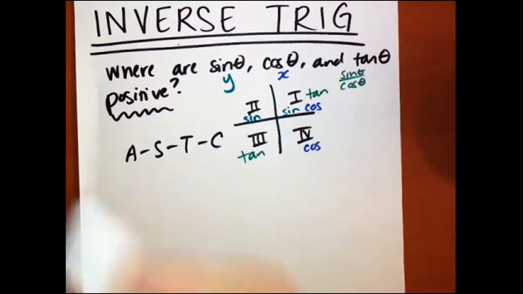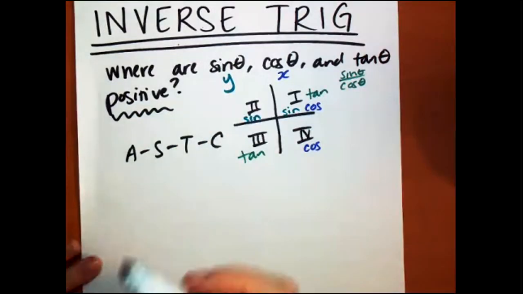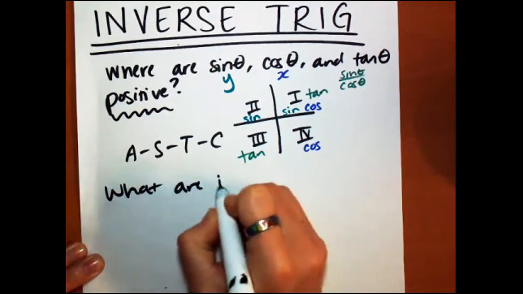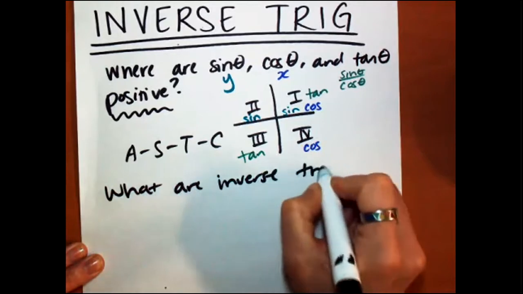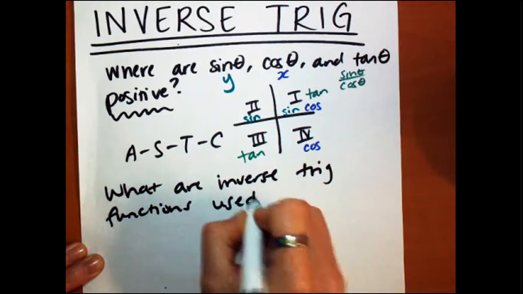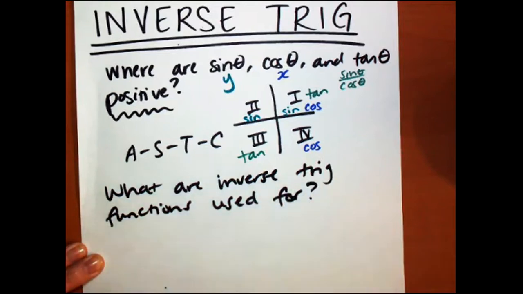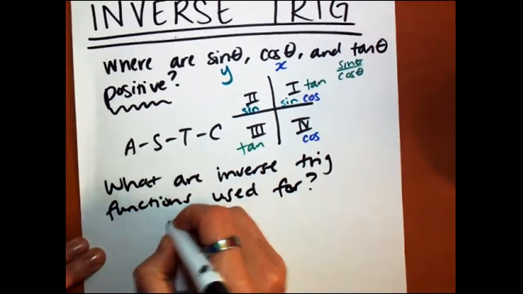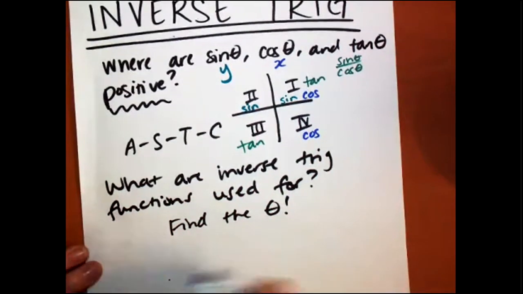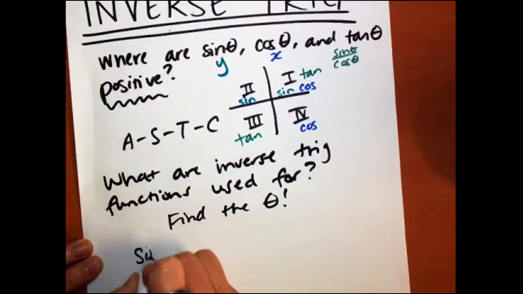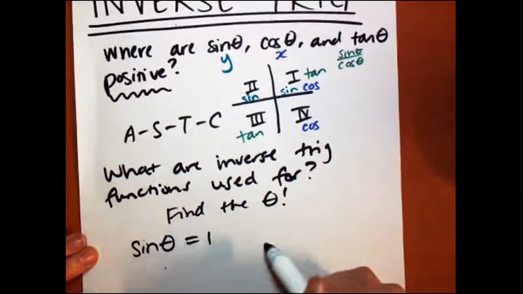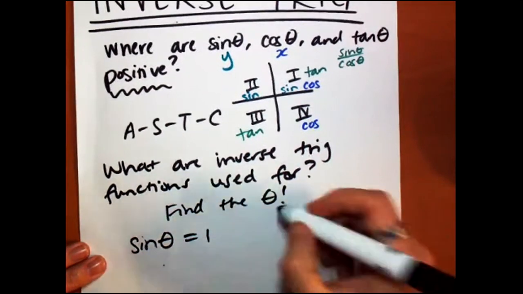All right, so I said we were talking about inverse trig functions. What are inverse trig functions used for? They are used to find the theta. So let's say, for example, I know that the sine of theta is equal to 1, but I want to know, where does this happen? I want to find for what thetas this is true.